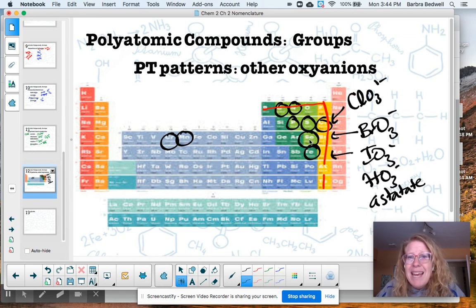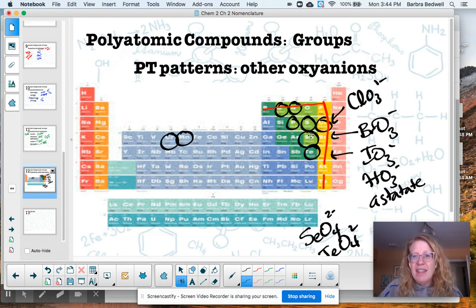So this is Se, selenium, and this one is Te, tellurium. These do exist, and they follow the pattern of sulfate. So you could have SeO4, and it will have the same charge. Same thing, TeO4 2-. Selenate and tellurate. And yes, they can indeed exist. So again, these two right here follow the pattern of the one closest to it.